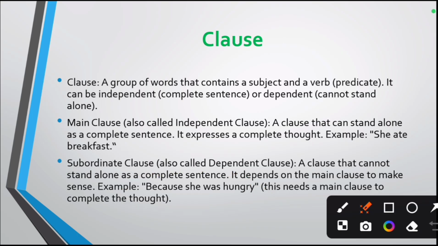This one also has meaning. This one also has meaning. But this one alone can stand, while this one needs a main clause to give a proper meaning. That is why this is the subordinate clause and this is the main clause. Why am I explaining these two? I will explain. You will get to know soon.